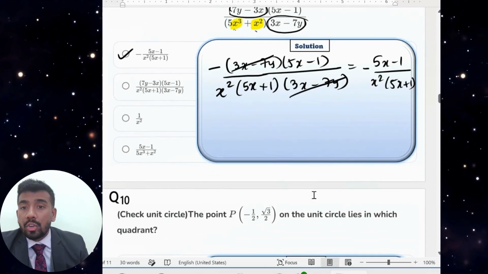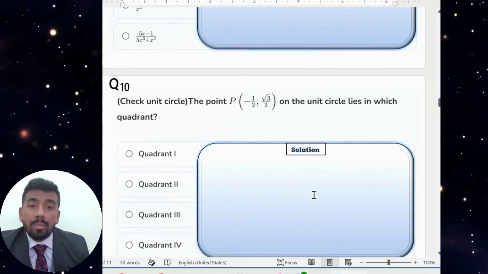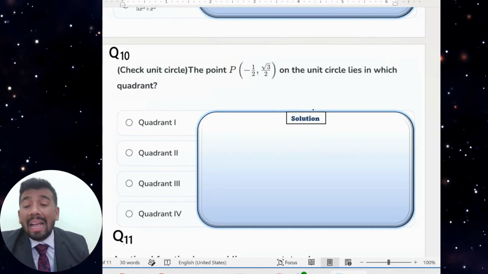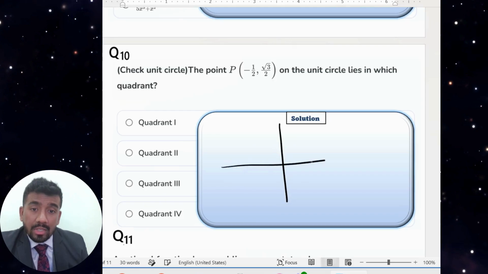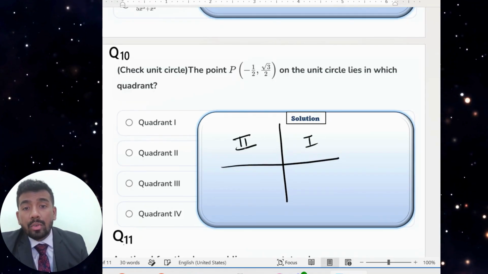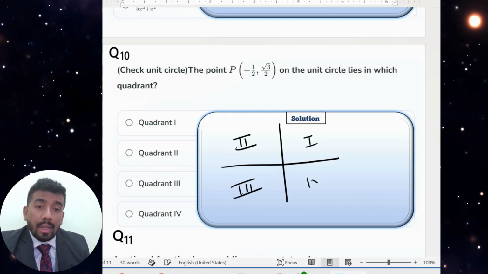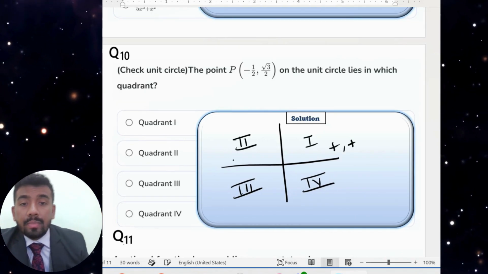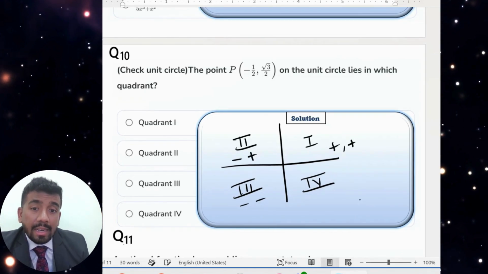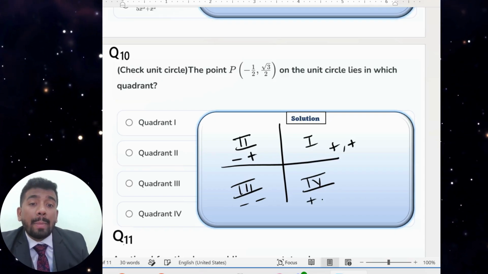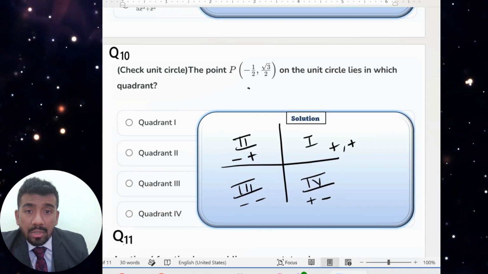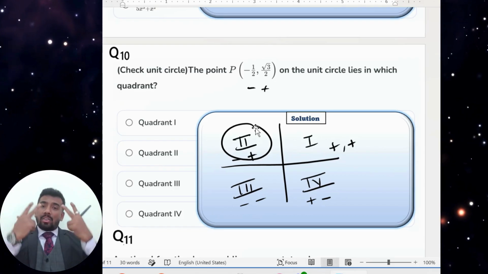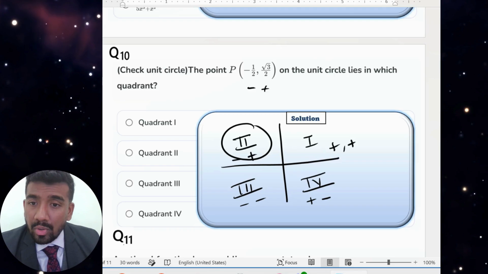5 minutes, okay. Let's go to the next question. Check the unit circle. Point this on a unit circle lies in which quadrant? Now look, I'll give you a trick to find. What are the quadrants? This is quadrant 1, quadrant 2, quadrant 3, and quadrant 4. Here it is plus plus. Here it is minus plus. Here it is minus minus, and here it is plus minus. So, check what is this option? This is minus plus. So, minus plus is in which quadrant? Straight away, quadrant 2. Easy. This way you can remember.